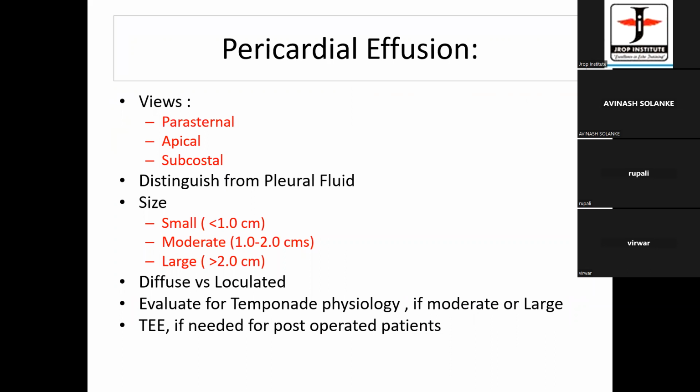We look at all windows: parasternal, subcostal, and apical; small, moderate, large. Another important part is diffuse versus loculated. Pericardial effusion cannot always be present uniformly around the heart. It could be loculated in certain pockets, like when we have high protein content, as in exudates. They try to organize and give rise to loculated pericardial effusions. So there you have to really look at the pathophysiology and act accordingly.